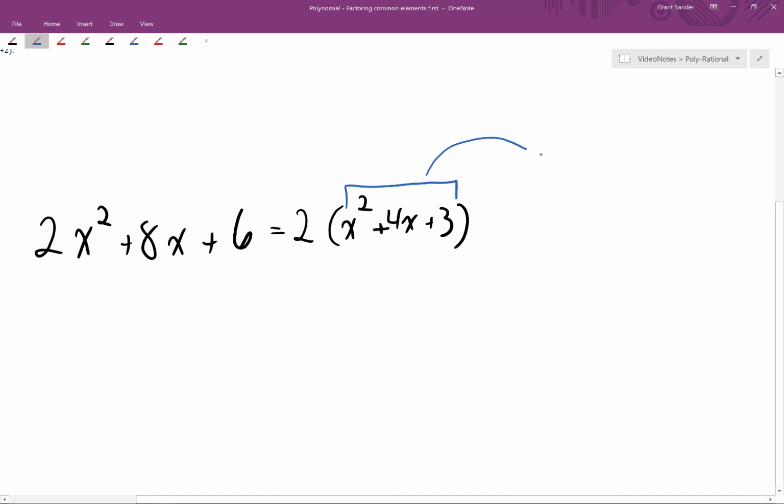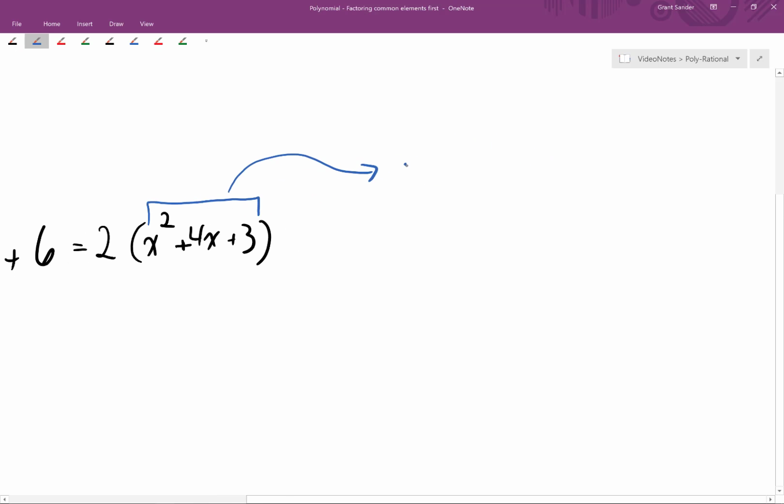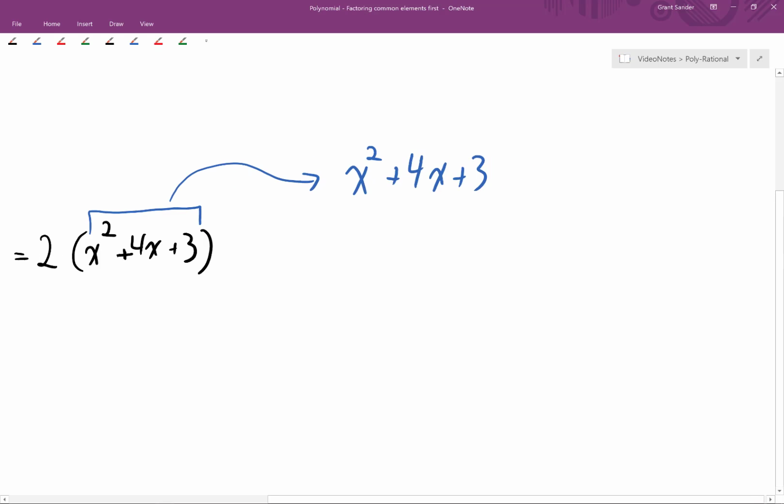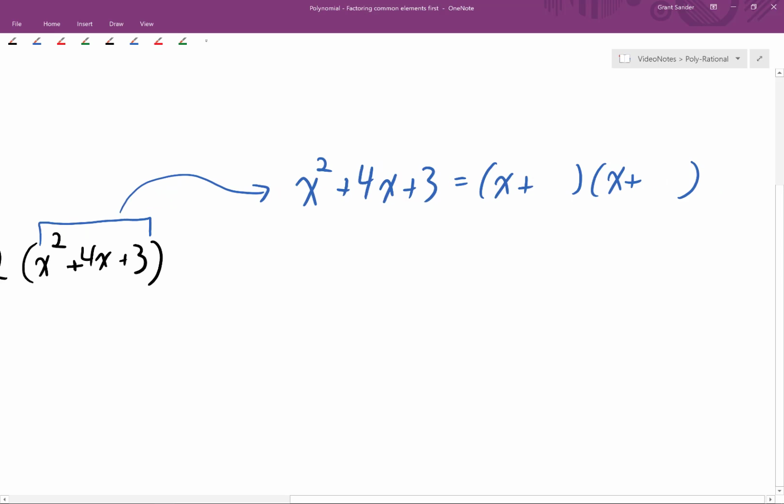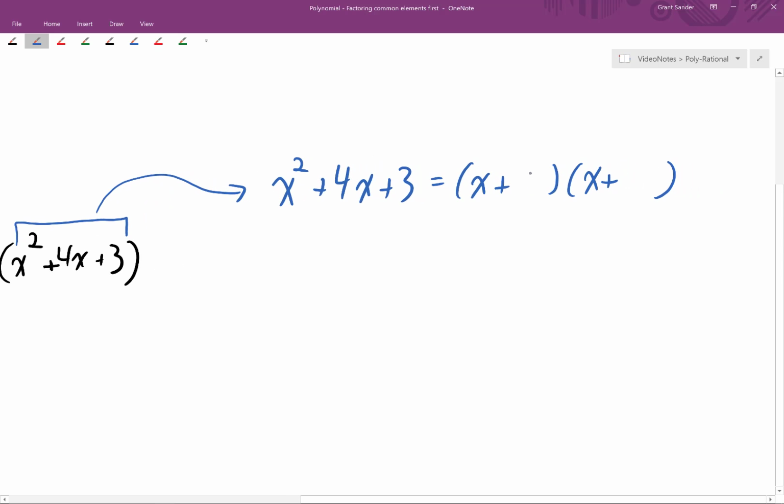So if we take that and do a little side work over here, x squared plus 4x plus 3, if we want to factor that, we can rewrite it as x plus some number times x plus some other number. And those two numbers have to multiply together to give us 3 and add together to give us 4. So if you think about that a little bit, multiply to give us 3, 3 and 1 will do that, and then do they add together to give us 4? And yes, they do. So we can rewrite that as x plus 3 and x plus 1.